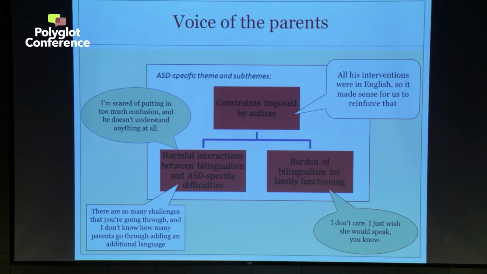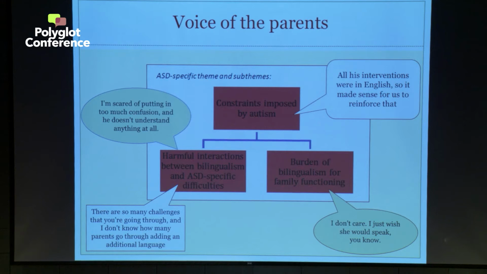For example, the parents of a non-verbal autistic girl said, I don't care, I just wish she would speak. What is really interesting is that these parents, because their child was non-verbal, chose to drop bilingualism. But there was also another parent of a non-verbal autistic boy who said, well, he doesn't speak anyway, so we just continue whatever we were doing and we'll see what happens. So there are two ways of approaching that problem.